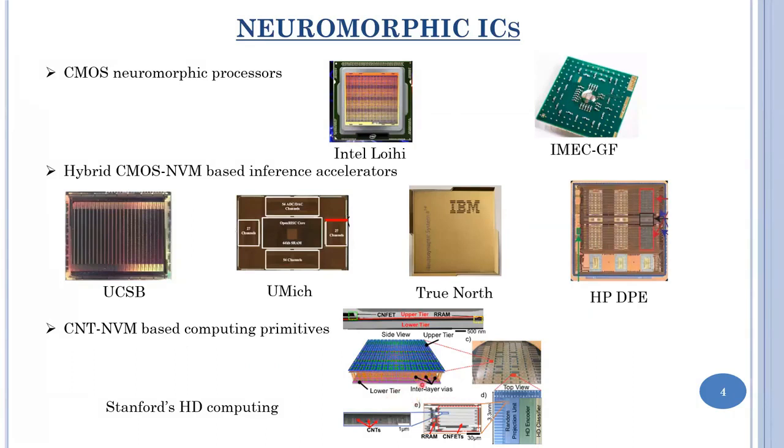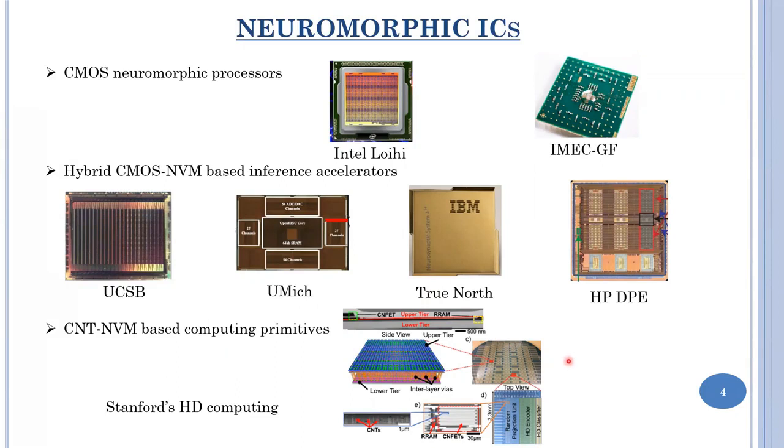So what it contains is, at the lower tier or at the bottom level, you have carbon nanotubes, which act like a CMOS circuit, the peripheral circuit. On top of that, you have RRAMs. And even on top of RRAMs, you have STT MRAM, or a magnetic memory layer. So this is a 3D integrated IC, which was demonstrated by this Stanford group. And this was used for hyperdimensional computing, which is also very close to the way the brain computes.